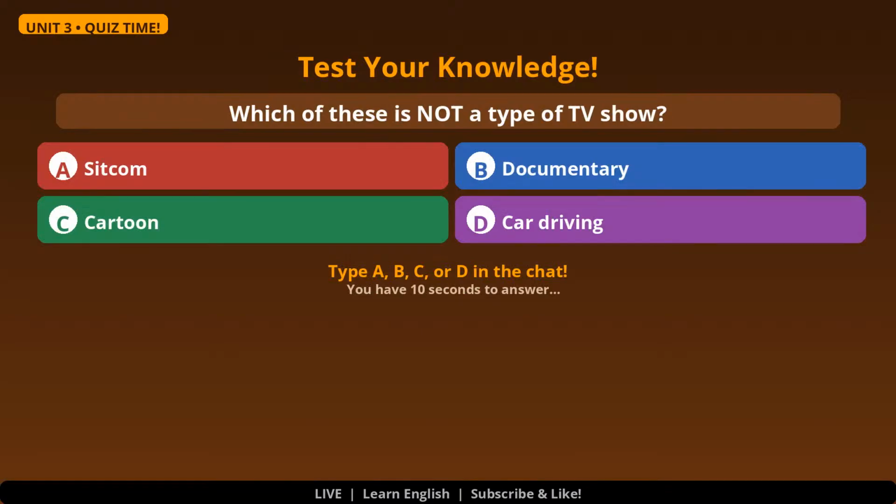Time for a quick quiz. Here's the question. Which of these is not a type of TV show? Option A, sitcom. Option B, documentary. Option C, cartoon. Option D, car driving. Think about it. Type A, B, C, or D in the chat. You have 10 seconds.